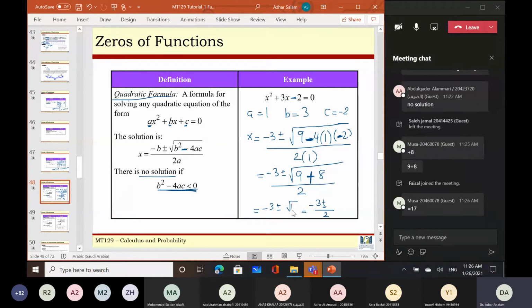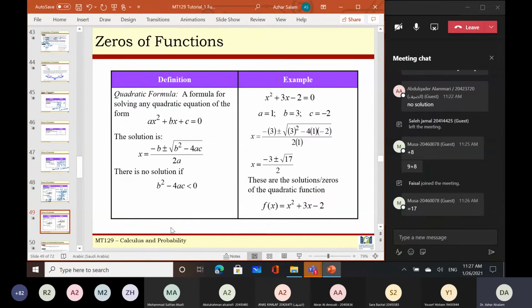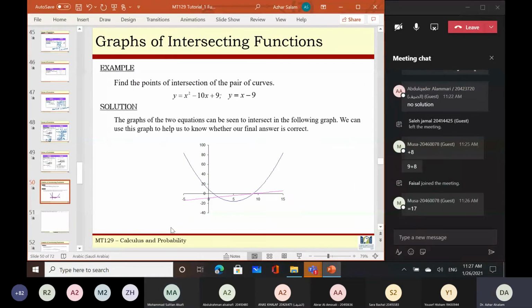Okay, so this will be the square root of 17 divided by 2. Okay, and this will be the final answer. So the first x will be minus 3 plus square root of 17 over 2, and the second x will be minus 3 minus square root of 17 divided by 2. One with the plus square root and one with the minus square root. Okay, sorry for the mistake. Okay, this is the final answer. Okay, we finished the quadratic formula.